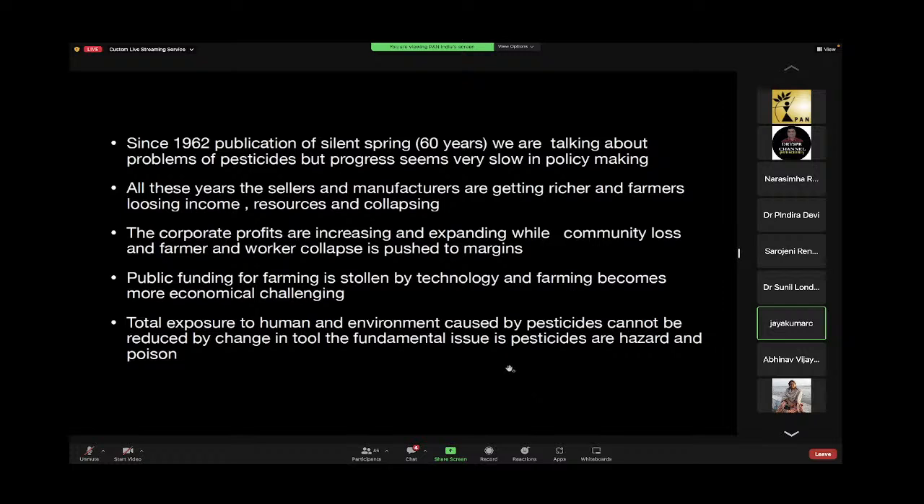So the more we talk about the technology, we can't forget that we need to really stop all the highly hazardous pesticides, at least as a beginning, as a progressive step to address it. And that is why probably the PAN call for a global phase out of highly hazardous pesticides becomes much more important. Next, please, Dilip.